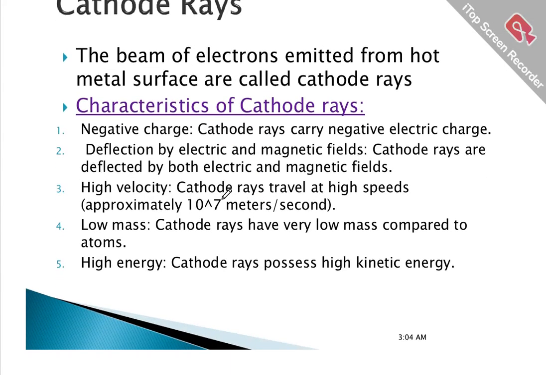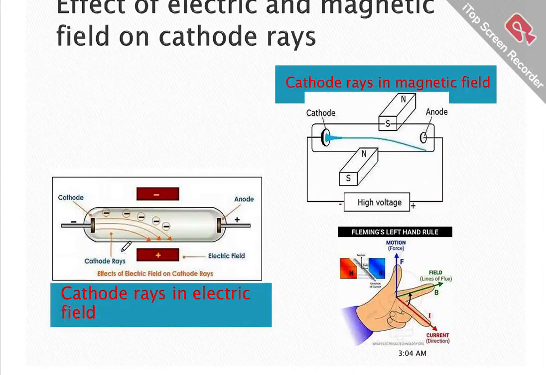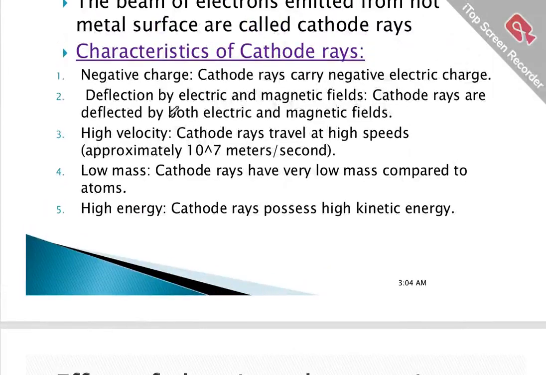Cathode rays have some characteristics. When they pass through the electric field, they bend towards the positive plate. These are the cathode rays which are emitting from the cathode. When these cathode rays are passed through the electric field, they will deviate towards the positive plate, showing that they are negatively charged. This is characteristic number 1.